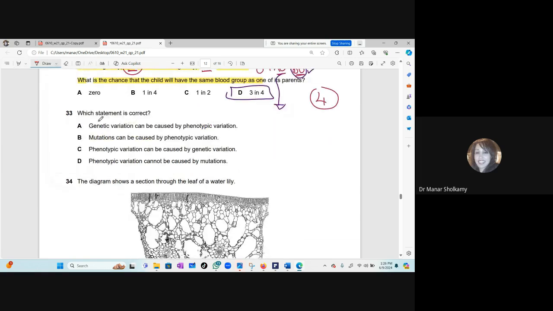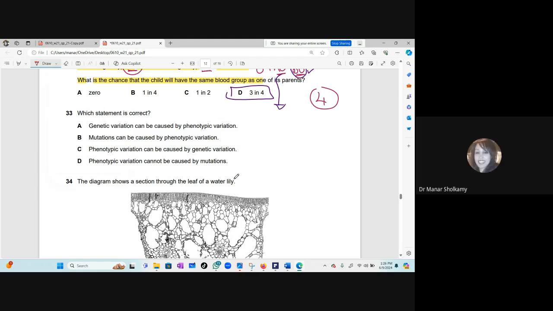Which statement is correct? Genetic variation can be caused by phenotypic variation. Mutations can be caused by phenotypic variation. Phenotypic variation can be caused by genetic variation. Phenotypic variation cannot be caused by mutations. Now they're playing around with words. Which sentence is grammatically correct?